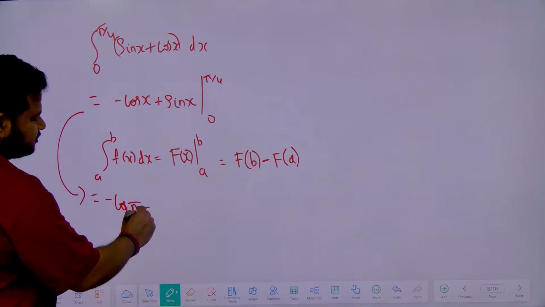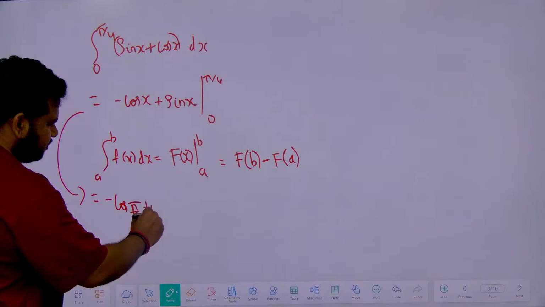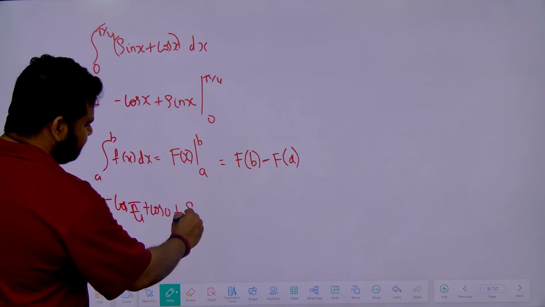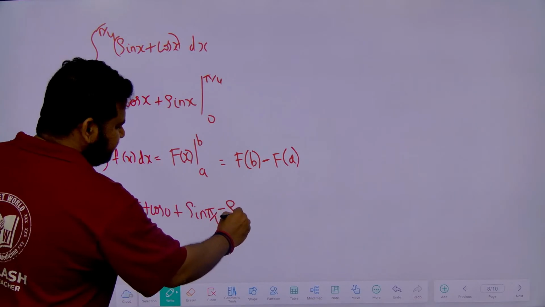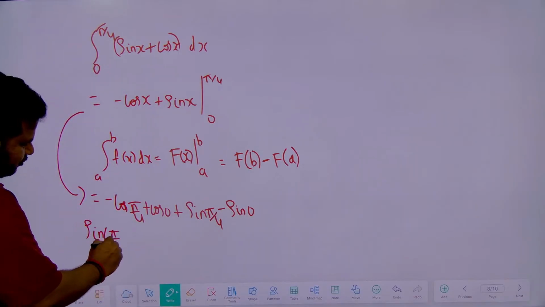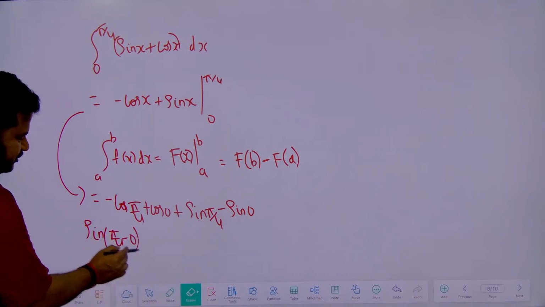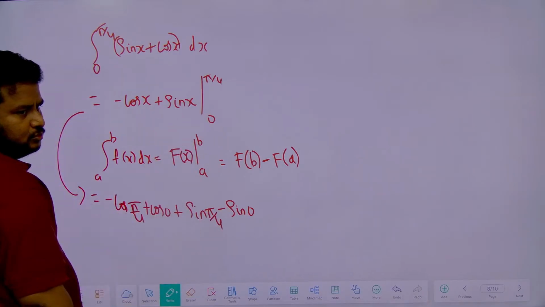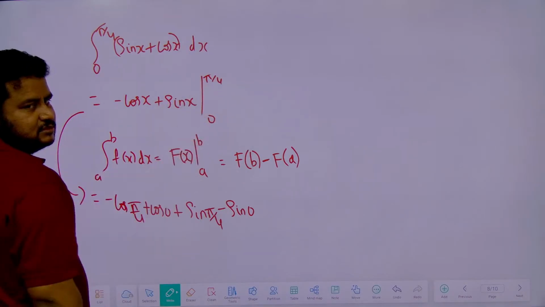Again minus cos 0, but already minus is there, no? Minus into minus will become plus. Plus cos 0. For cos it is done. For sin, the upper limit is sin pi by 4, minus sin 0 for the lower limit. You should not do sin of pi by 4 minus 0. This is completely wrong. You should take the entire function: sin of pi by 4 minus sin of 0. This limit is not for x, this limit is for sin.